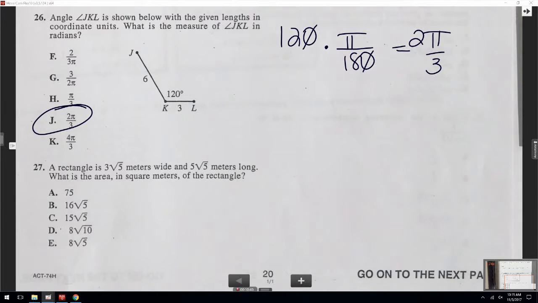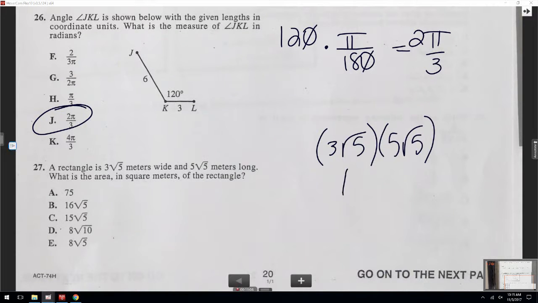What is the area in square meters of the rectangle? So how do you do area, guys? You multiply. So you do 3 square root of 5 times 5 square root of 5. What's 3 times 5? 15. 5 times 5 is the square root of 25, which is just 5. Very good. What's 15 times 5? 75, which is A.